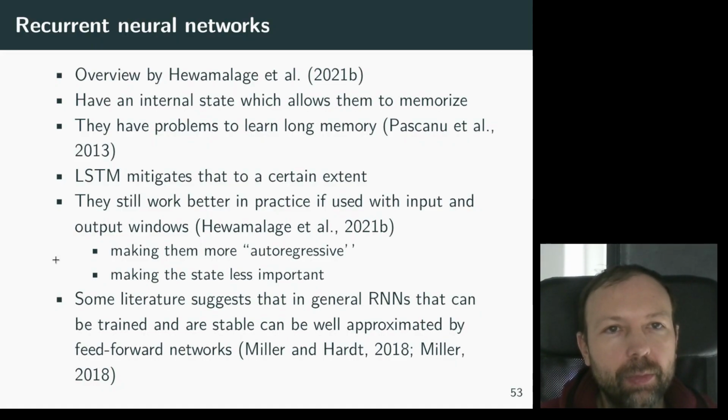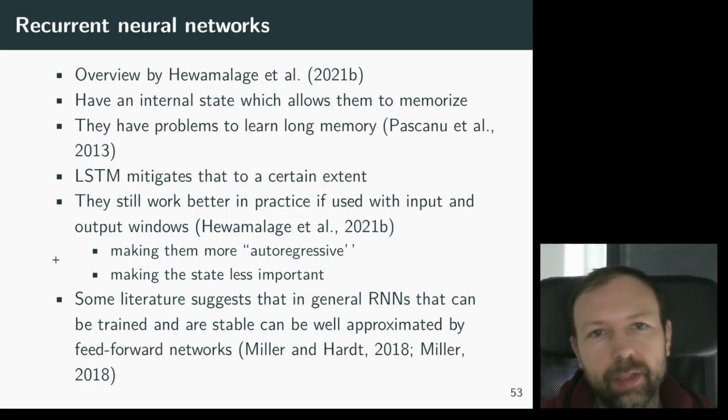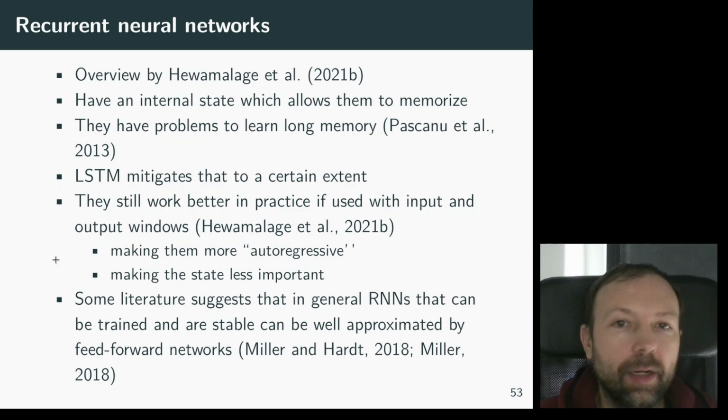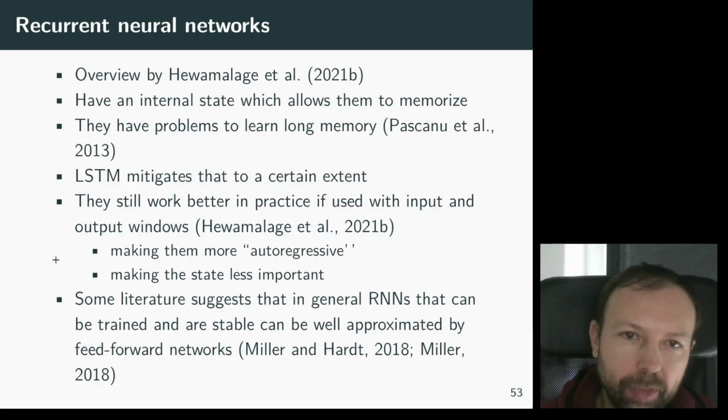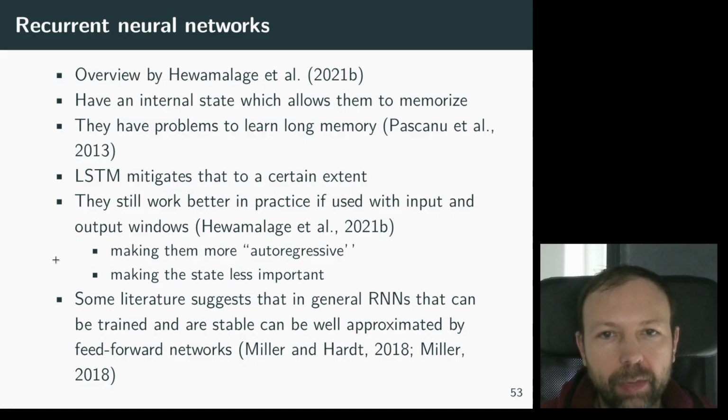Okay, so let's start with recurrent neural networks. There's an overview paper that I wrote with a PhD student that you can look at. Recurrent neural networks have an internal state which allows them to memorize. So that's good, but they have problems to learn long memory. The LSTM, which is a long short-term memory network, mitigates that to a certain extent. It turns out that they still work better in practice if used with an input and an output window, because the idea could be that if I now have a state, I let the state do everything. So I feed in one data point at a time and I get out one forecast at a time. But it turns out that it's still better to give them input and output windows. In that way, you make them effectively more autoregressive, and you make the state less important, but they work better.